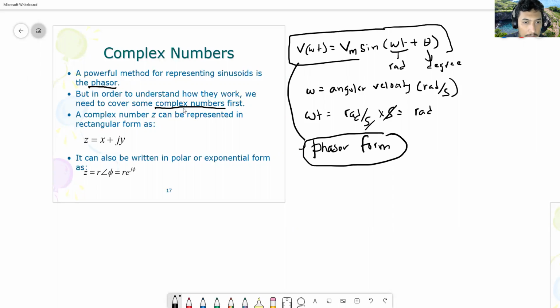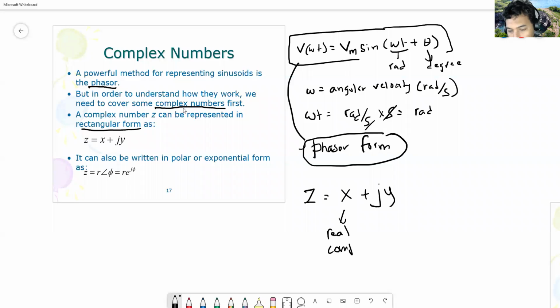A complex number can be represented in what we call a rectangular form. I think this has already been taught to you during your high school level. So this is your complex number, z is equal to x plus jy. This is what I call the real component, and this is the imaginary component.